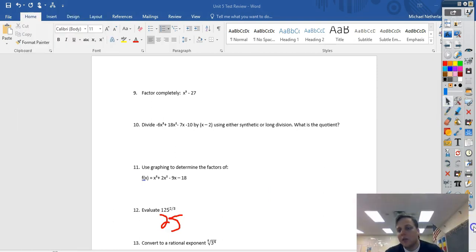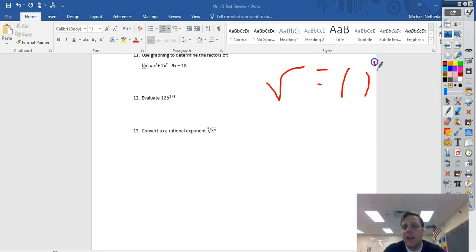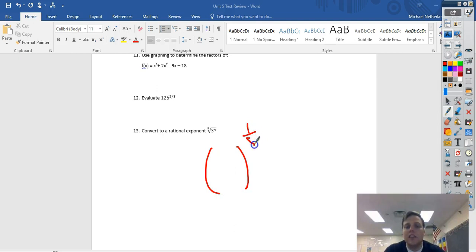Okay, 13. We have never done a problem that I phrased like this, but we have done a problem like this. Convert to a rational exponent the fifth root of 3 to the 4th power. First off, what does it mean to be a fifth root? What is the power I actually have there? Remember, square root was raising something to the 1/2 power, and cube rooting was raising something to the 1/3 power. So what do y'all think the fifth root is? That's right. It's raising it to the 1/5 power.